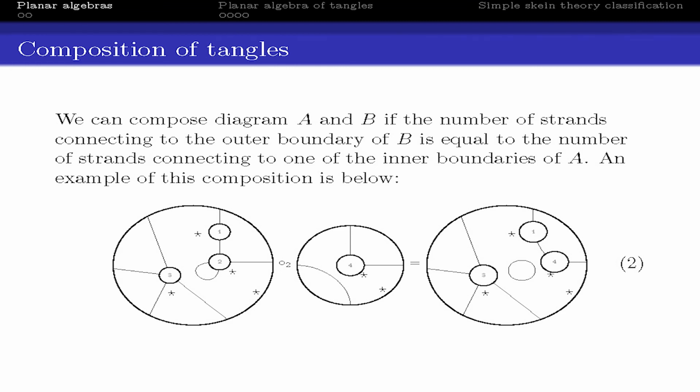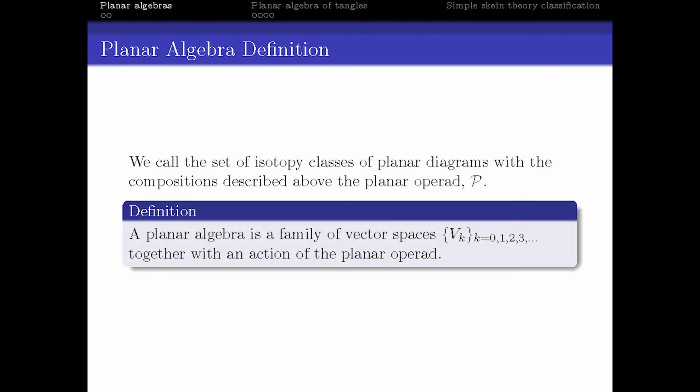We can see that if we take 4 and plug it into where 2 is, what ends up happening is we get a self-connecting string, and 2 is now replaced by 4. And again, this is up to smooth isotopy, so we can always smooth these out and make them look nice. And again, we call the set of isotopy classes of planar diagrams together with composition the planar operad.